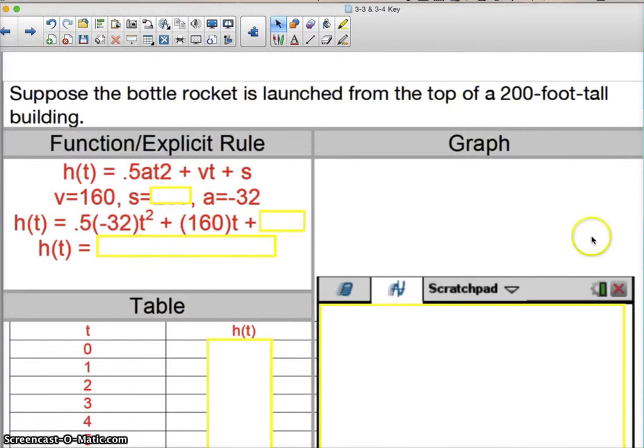Now, the next question says, suppose the bottle rocket is launched from the top of a 200-foot tall building. Now, if that's the case, how will that change my initial height? Well, instead of it being 0, it's now going to be how high? If you said 200, I agree with you. So how's that going to change things when you plug in your equation?